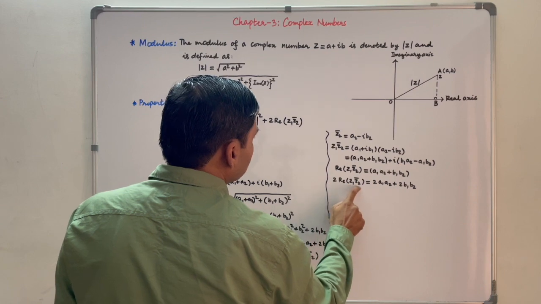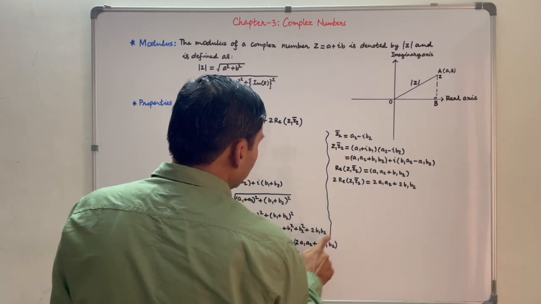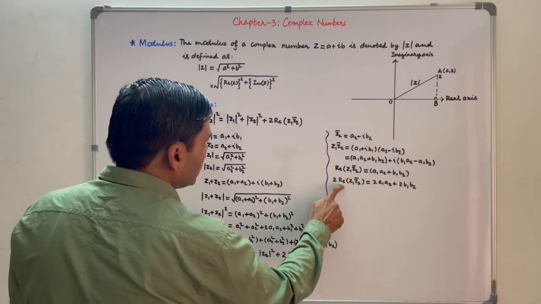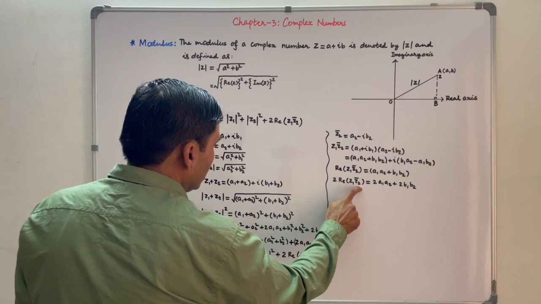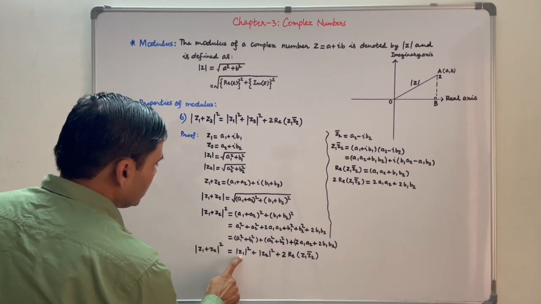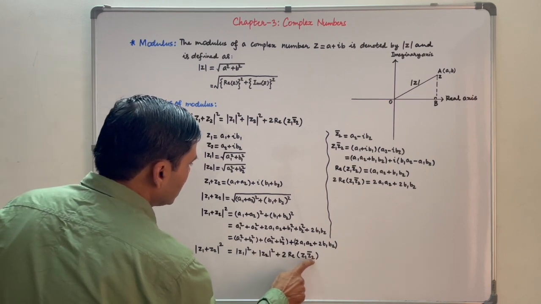Twice of real z1 z2 bar is equal to 2a1 a2 plus 2b1 b2. So in place of 2a1 a2 plus 2b1 b2, we can write twice of real z1 z2 bar. So we can write mod z1 plus z2 square is equal to mod z1 square plus mod z2 square plus 2 real z1 z2 bar.